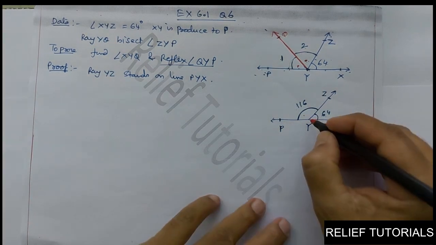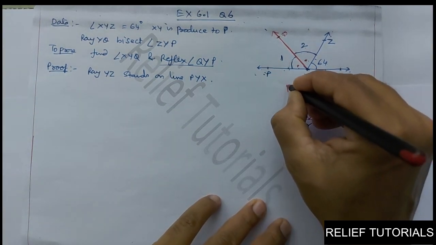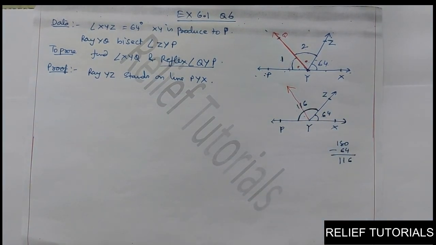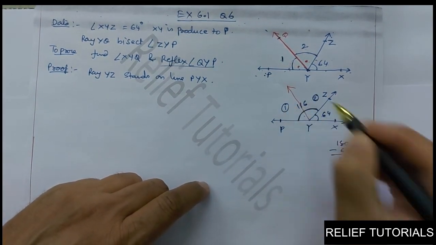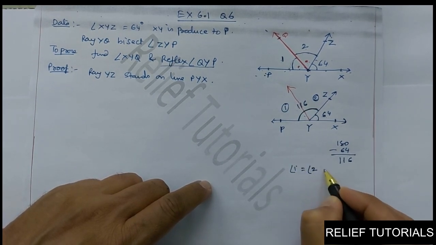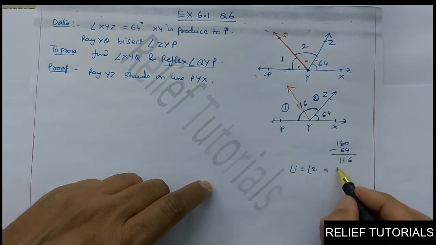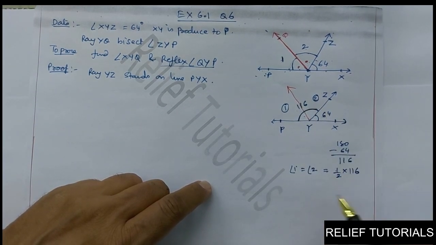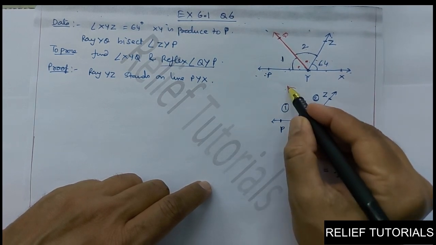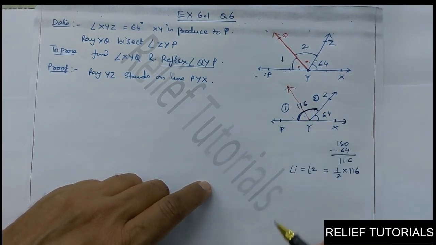See here. Now this is a bisector, a bisector of this angle. So each angle, that is angle 1 and angle 2, are equal. So I can say angle 1 is equal to angle 2, and that is equal to how much? Half of 116. Why half of 116? Because this angle is 116 and this is a bisector, so it will divide the angle into 2 equal parts.